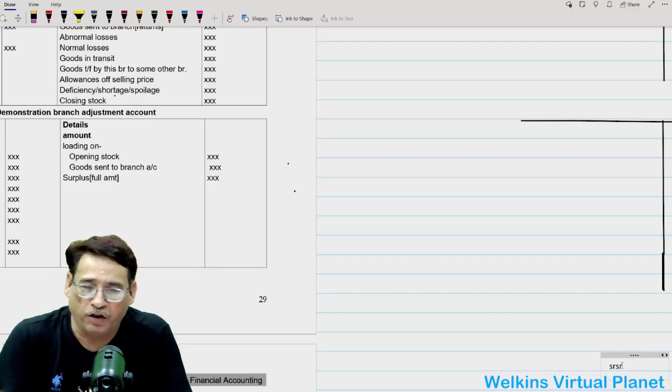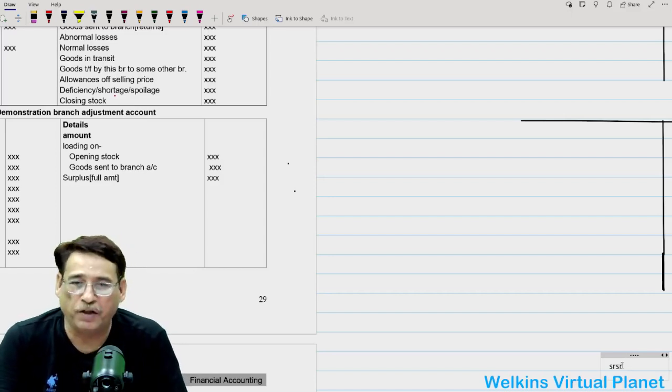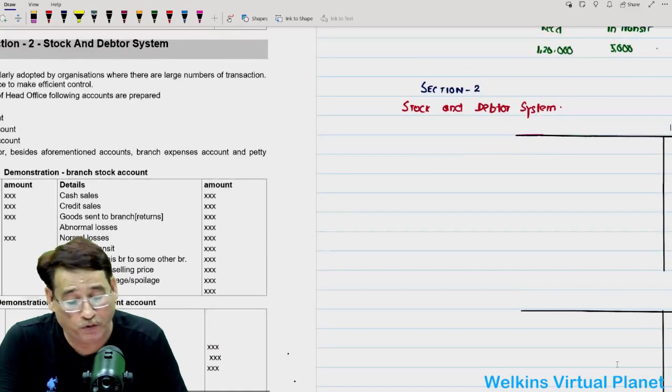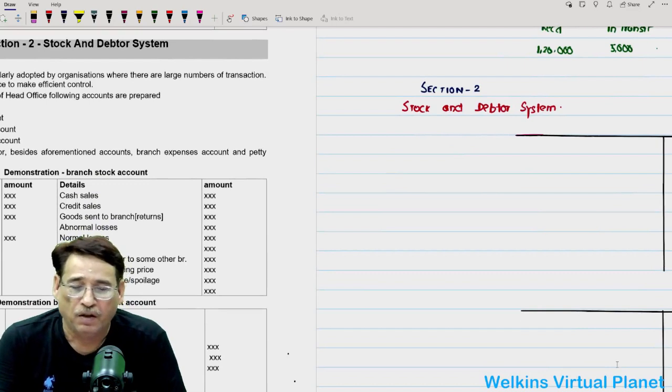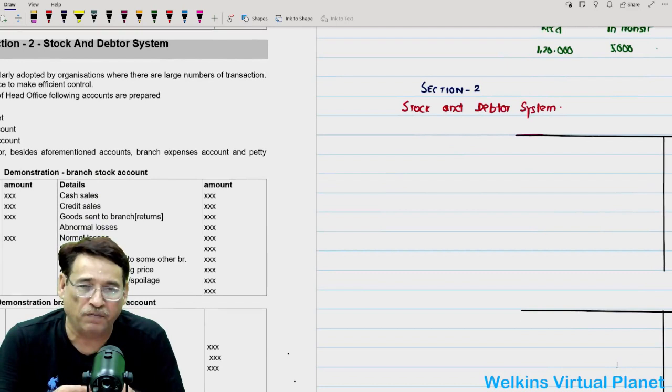Hello and great welcome. So after having completed section one, we are now moving over to section two. Of course, section two relates to stock and debtors system. So first of all, let's try to understand what exactly the stock and debtors system is, what we are supposed to do, and how the accounting pattern would unfold under this particular system, correct?